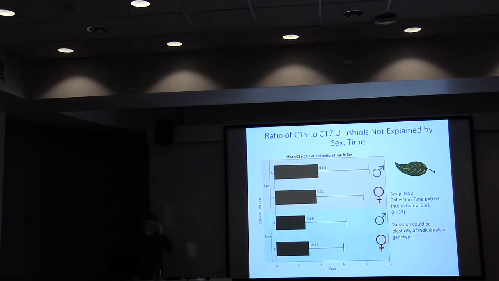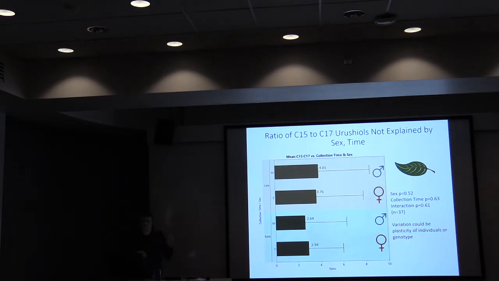It also suggests that those handful of male plants that I had earlier on were just strange individuals. So the ratio of C15 to C17s is on an individual-to-individual basis, not necessarily tied to sex, and we just happen to have a slight sampling bias when we were looking at it before. That variation in this trait could be due to plasticity.